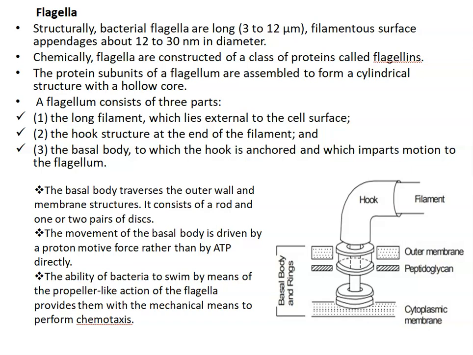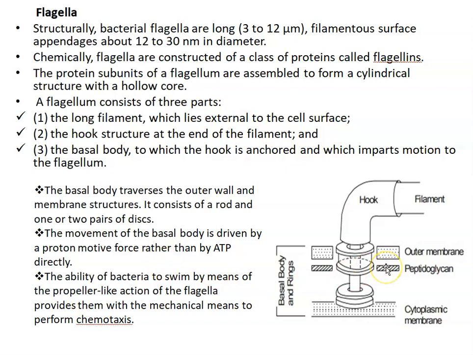First, flagella. Structurally, bacterial flagella are long, 3 to 12 micrometers, and 12 to 30 nm in diameter. Flagella are made up of a class of proteins called flagellin. Flagellin subunits of a flagellum are assembled to form a cylindrical surface with a hollow core.